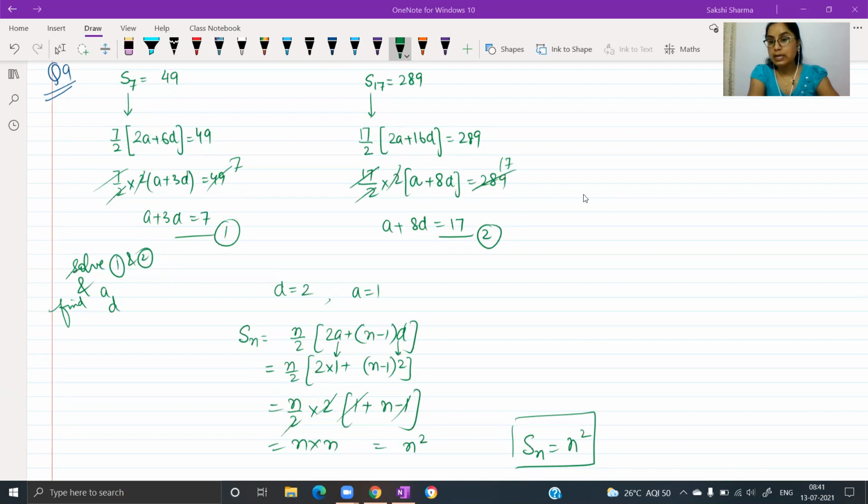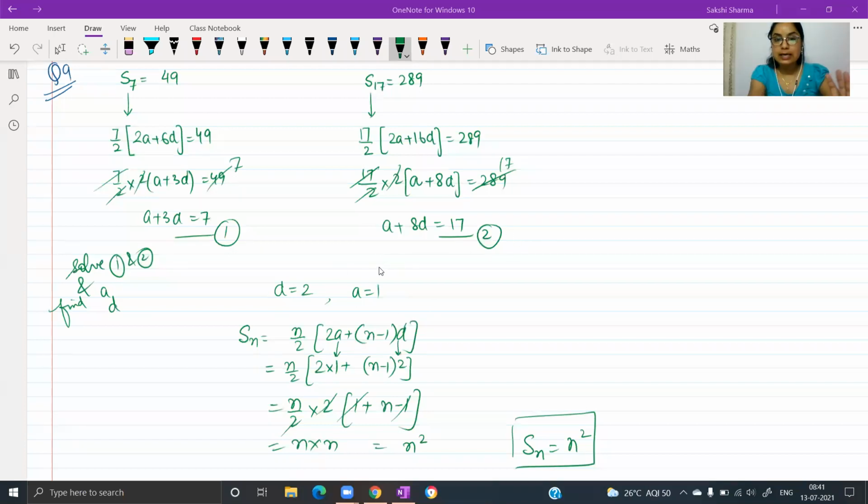Anyone with questions? Anyone who's writing this down? Yes, Manya? Ma'am, yesterday you gave the third part of question 2 as homework. Can you please solve it here? Okay. Third part of question 2.